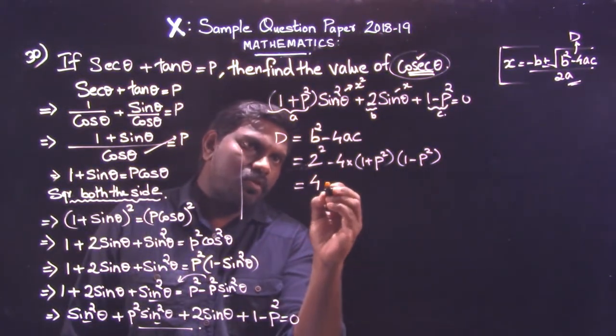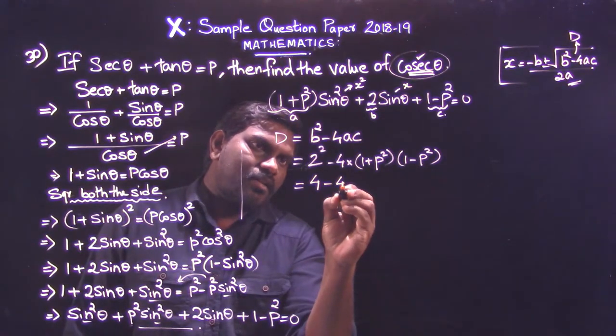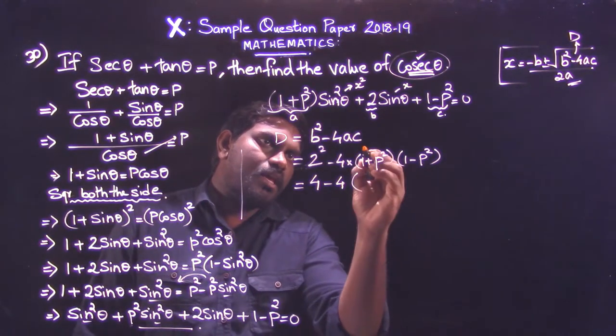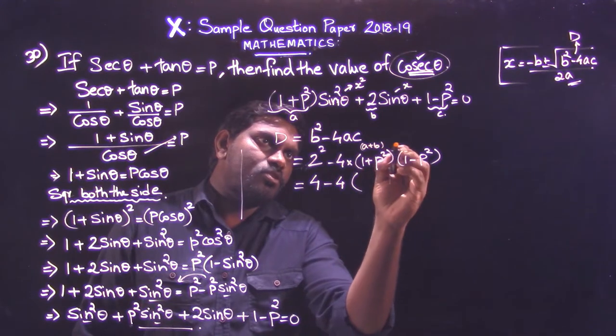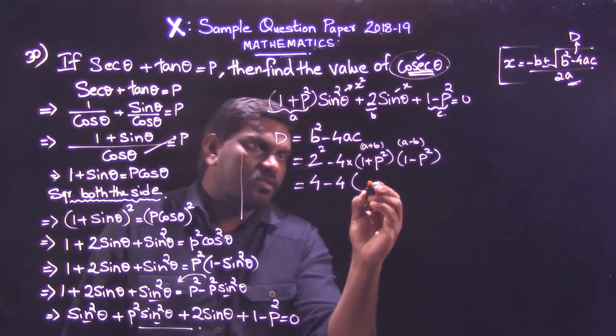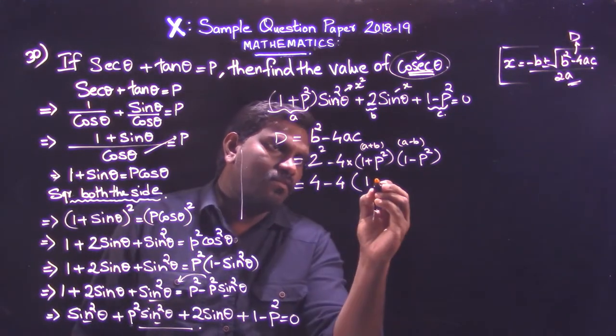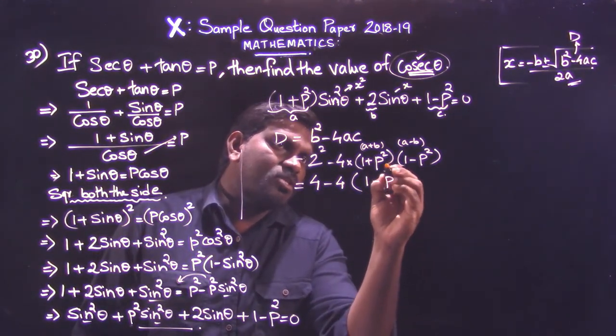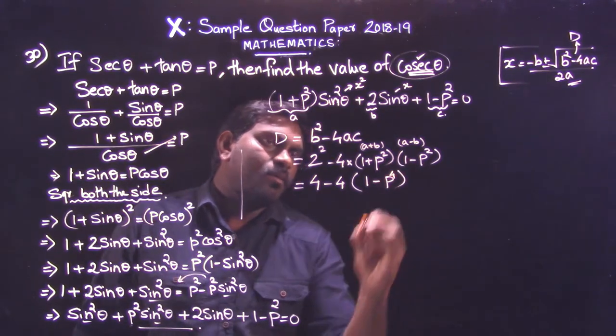That gives me a value. This is 4 minus, let the 4 be here. And these ones, (a + b)(a − b), will be a² − b². So the first term squared, which is 1 itself, minus the second term p², the whole squared, that gives me p⁴.